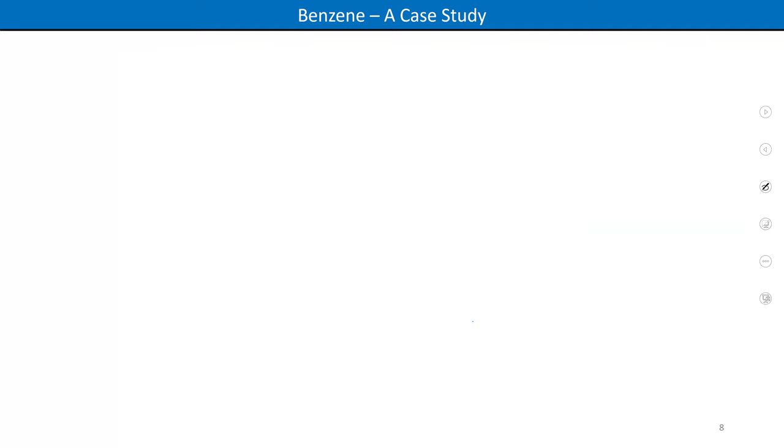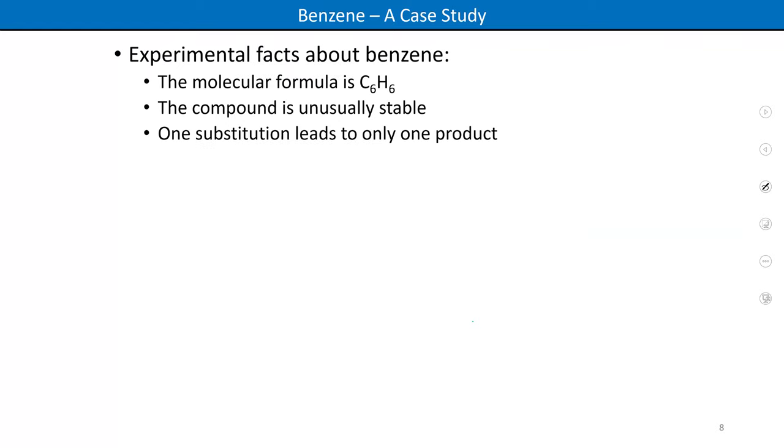This is August Kekulé's great contribution. Back in the mid-1800s, they knew a couple of things about benzene. They knew the molecular formula was C6H6. They knew it was unusually stable. It was really hard to break apart or to burn. It did not burn well. When it did burn, you didn't get complete combustion. You got really black, sooty stuff.